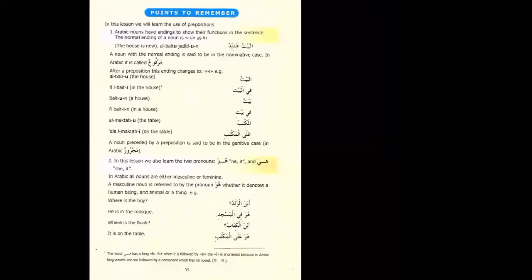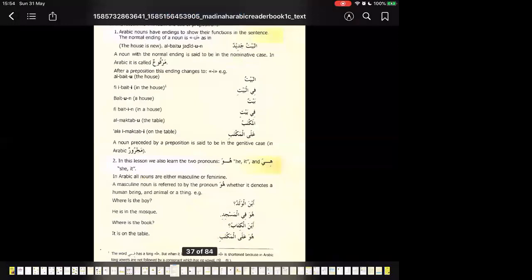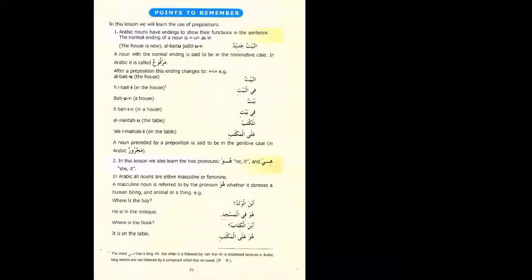So here we'll quickly go through these points to remember, and then inshallah we'll conclude. So we said that in Arabic, normally the words will end with dhamma at the end. So al-baytu jadidun, the house is new. A noun with a normal ending in Arabic is called marfu. After the preposition, it turns to kasra. So al-baytu becomes fil bayti.